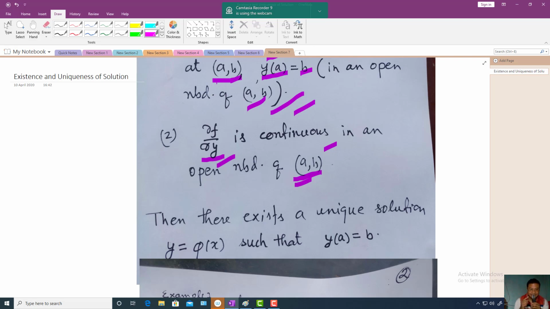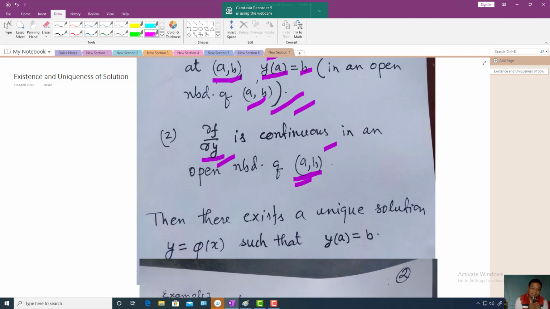The theorem says that there exists one and only one solution passing through that point (a, b). If the given differential equation, the initial value problem, doesn't satisfy both conditions, if it satisfies one condition but doesn't satisfy the other, then the theorem doesn't say anything. There may be a solution, there may be two solutions, there may be infinitely many solutions, there may be a unique solution also, there may not be any solution also.